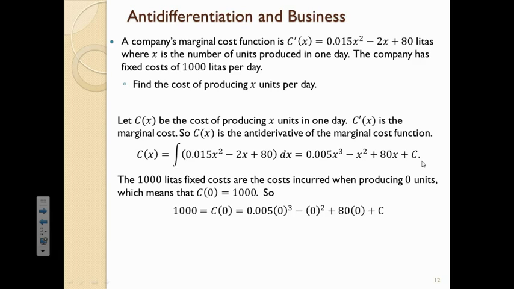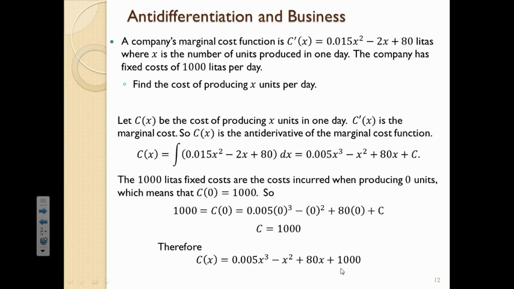So if that's the case, we realize there's probably a shortcut, but first, to explain the long way, we do a C of 0 equals 1,000. So kind of have it reversed here. 1,000 equals a C of 0, and a C of 0 is this. Well, this is going to be something times 0, which is 0, minus 0, plus 0, plus C. So obviously the C must be 1,000. So we kind of knew that before, right? Now to rewrite out the answer, the cost function is going to be this: 0.005 x cubed minus x squared plus 80x plus 1,000.